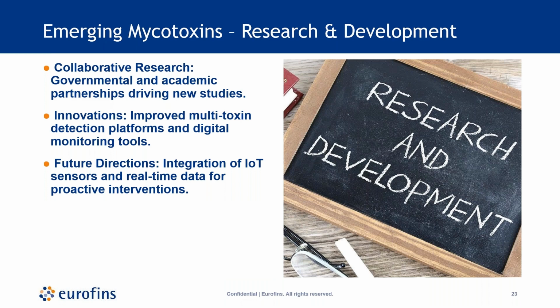Ongoing research projects, often co-funded by governmental agencies and academic institutions, are focusing on the evolution, detection, and control of emerging mycotoxins. Innovations include the improvement of multi-mycotoxin detection platforms and the integration of digital agriculture tools such as IoT sensors and remote monitoring for real-time assessments. These developments signal a promising future where both pre and post-harvest interventions can be optimized to address emerging risks effectively.